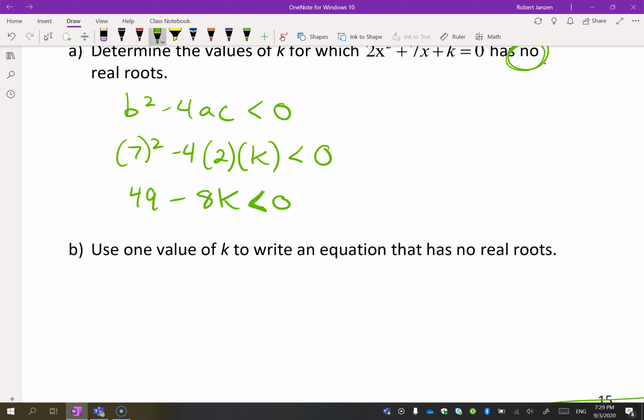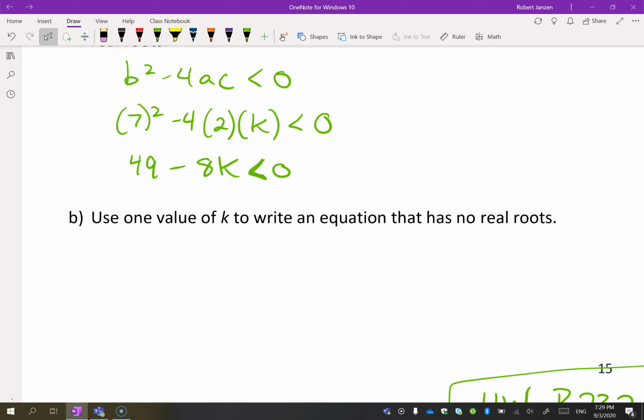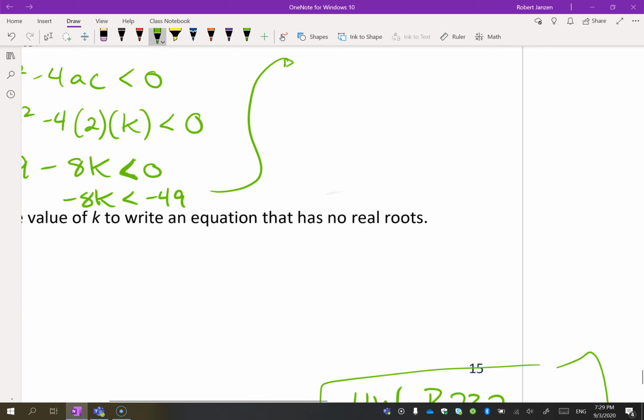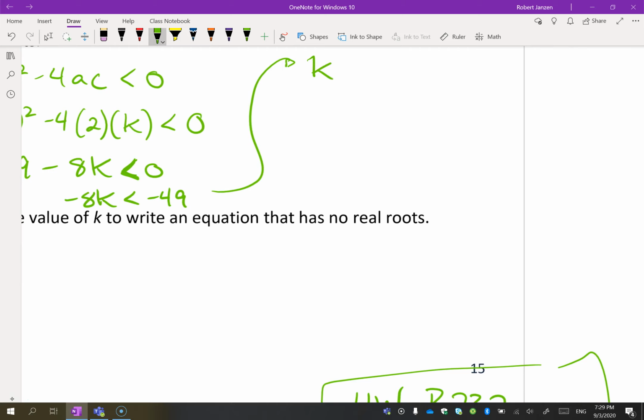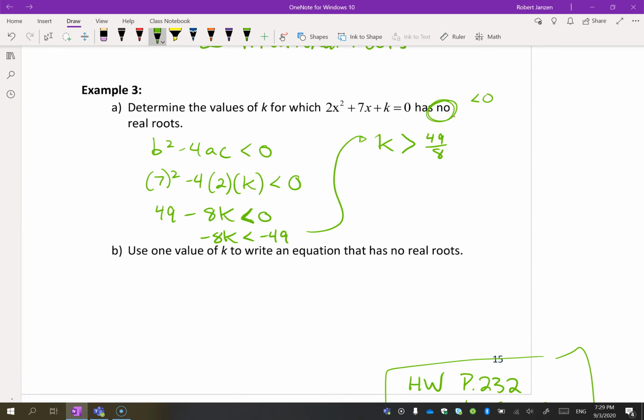Do you remember how to solve inequalities? Well, to solve an inequality, you treat it like it's an equality, and you only have that one condition if you divide by a negative. So I can take the 49 to the other side, and then if I divide by a negative 8, the inequality sign changes direction. So what this is saying is if I have a k value that's bigger than 49 over 8, there will be no root.